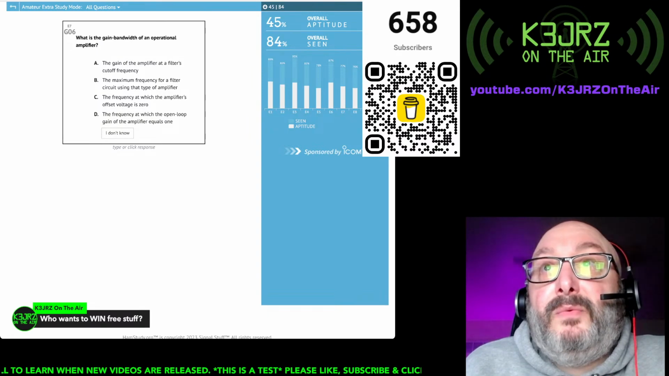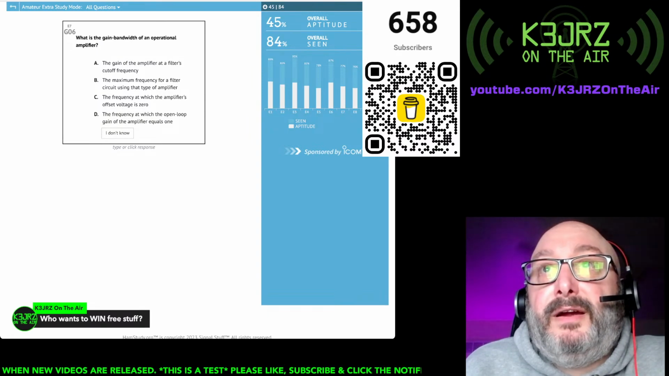What is the gain bandwidth of an operational amplifier? The gain of the amplifier is at the filter's cutoff frequency, the maximum frequency for the filter circuit.